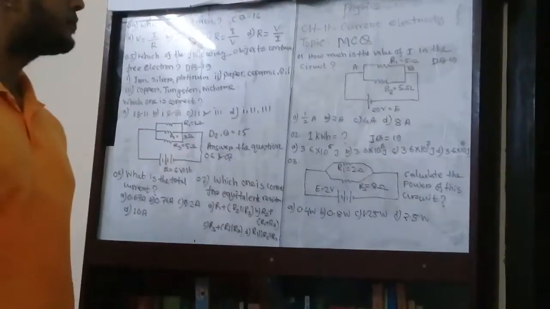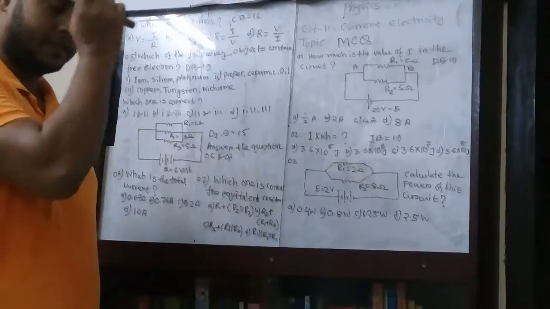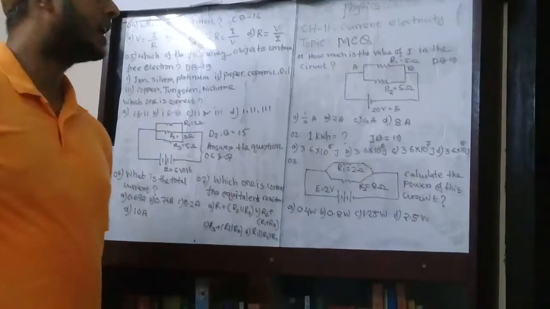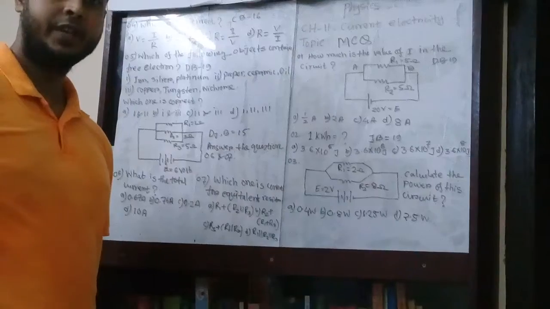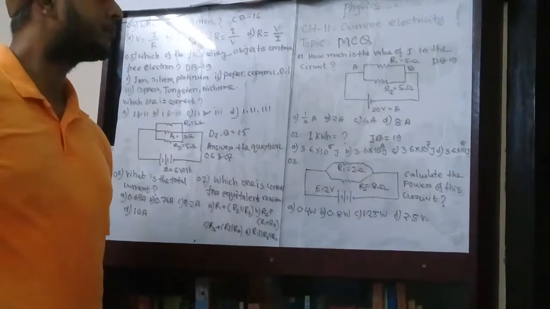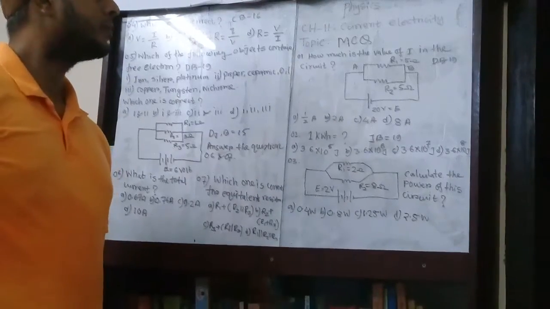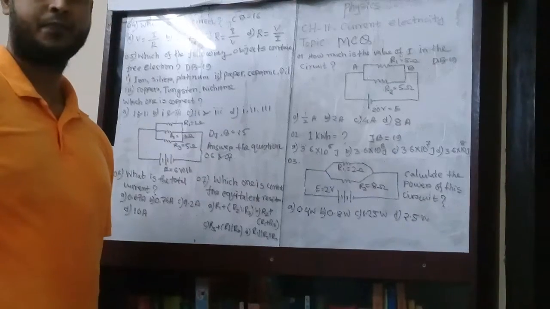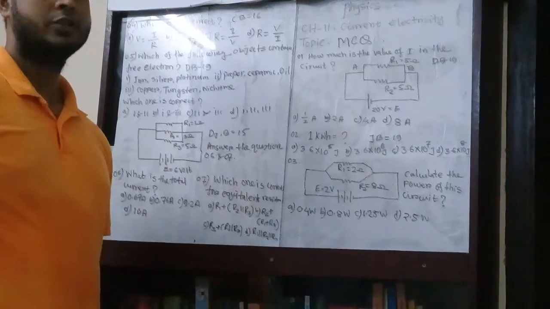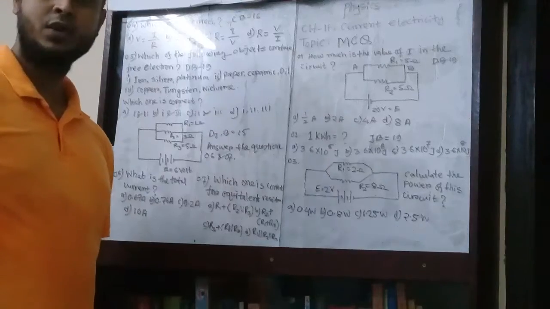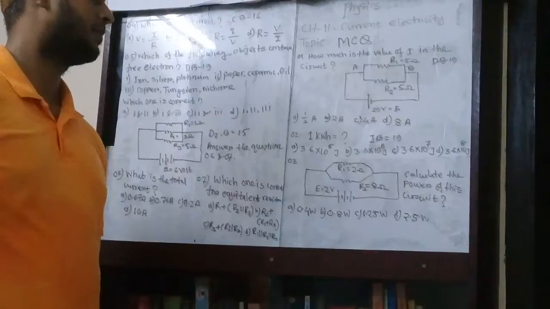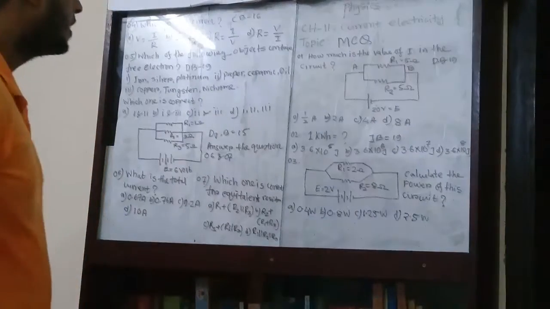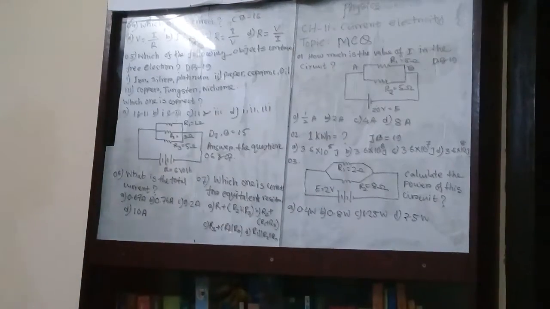My dear students, in this class I'm going to solve some MCQ questions on the basis of chapter number 11 in Physics part. The name of the chapter is Current Electricity, and today's topic is to solve some MCQ or objective type questions including our syllabus. Boys and girls, there are some board questions given on the board, different types of board questions.